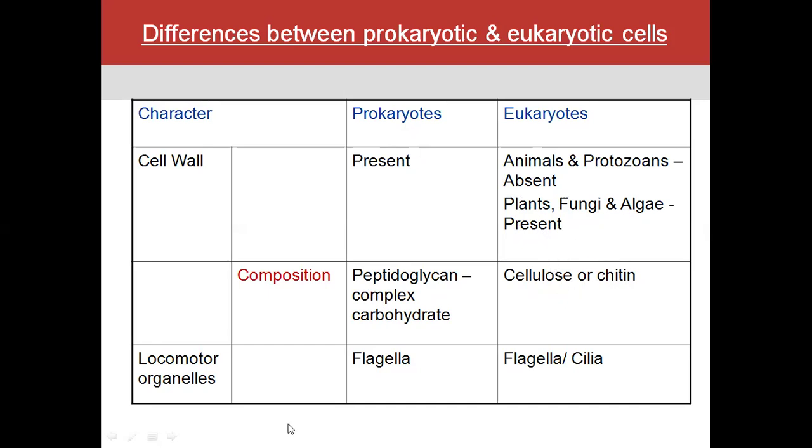Locomotor organelles. What are locomotor organelles? Locomotor organelles are helpful for motility, for the movement of the organism. Prokaryotes, bacteria, are motile with the help of flagella. So flagella is the organ of locomotion. Eukaryotes have either flagella or cilia.